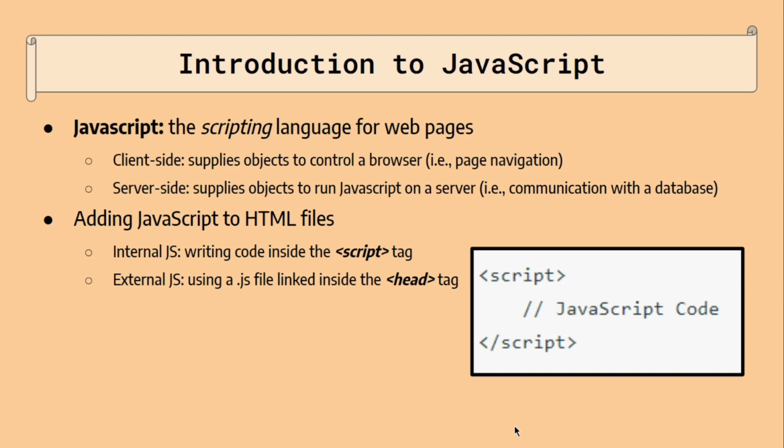There are 2 ways to add JavaScript into HTML files. First, you can do so internally. This is done by writing code inside the script tag. You can also externally add JavaScript by using a .js file linked inside the head tag.